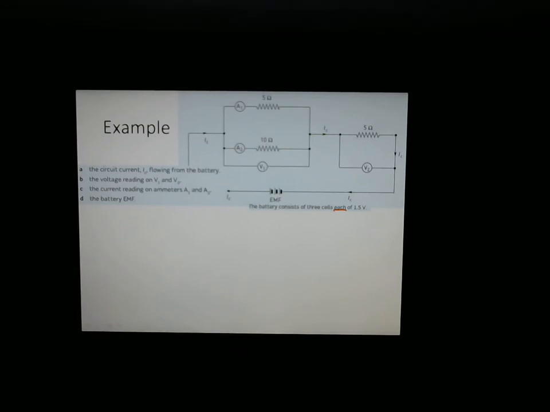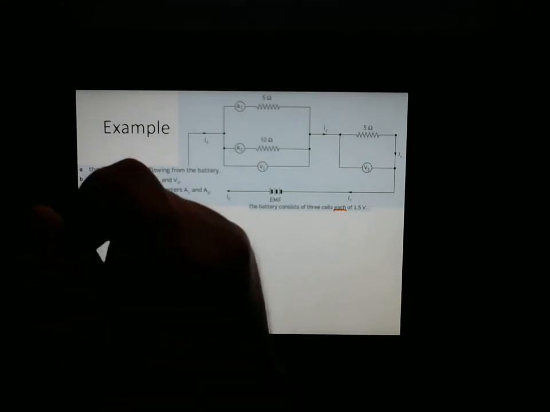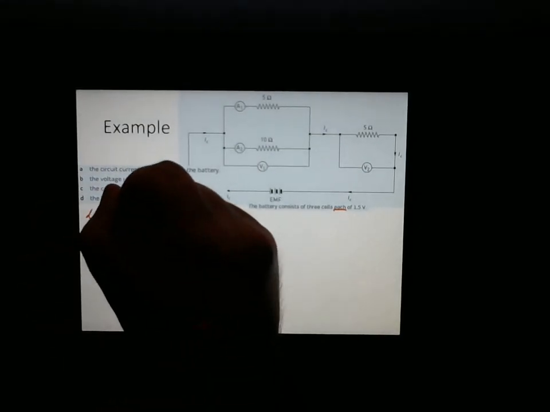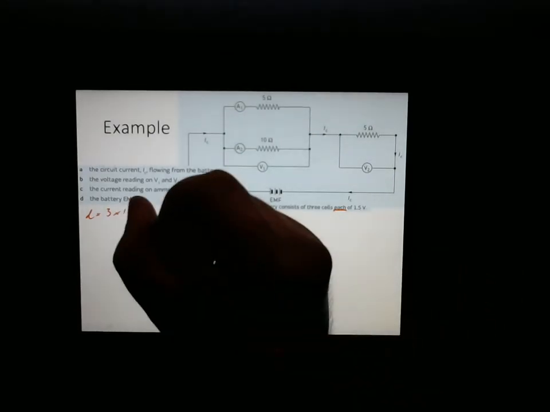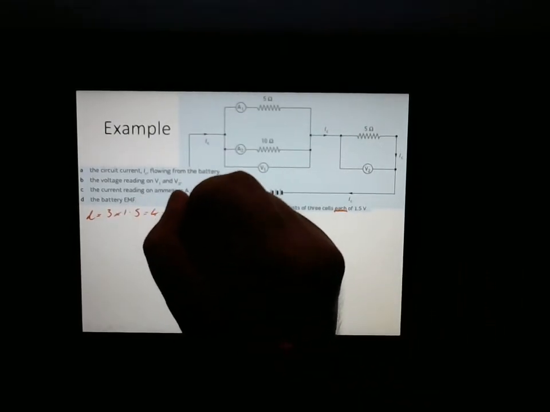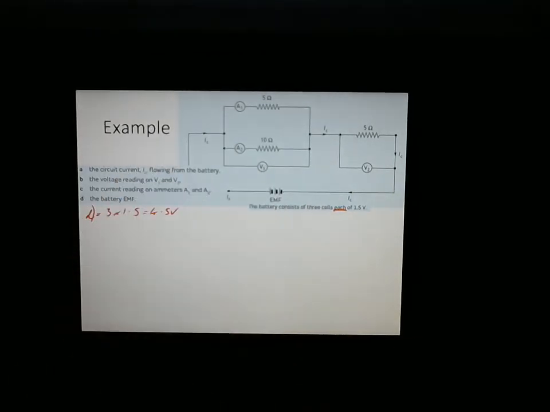I'm going to start with question D because we need the voltage before we really do anything else. The battery EMF, the EMF stands for electromotive force, how much it pushes the electrons, is the voltage. So D is just 3 times 1.5, because we're told each cell is 1.5, so that means 4.5 volts. And we're done. So D is pretty easy.